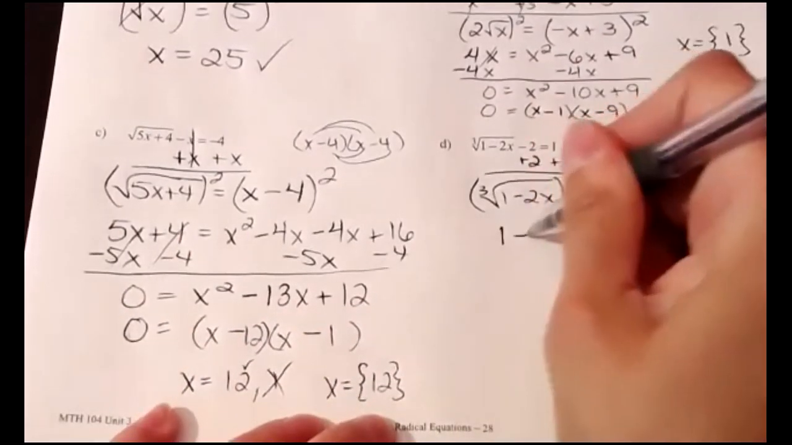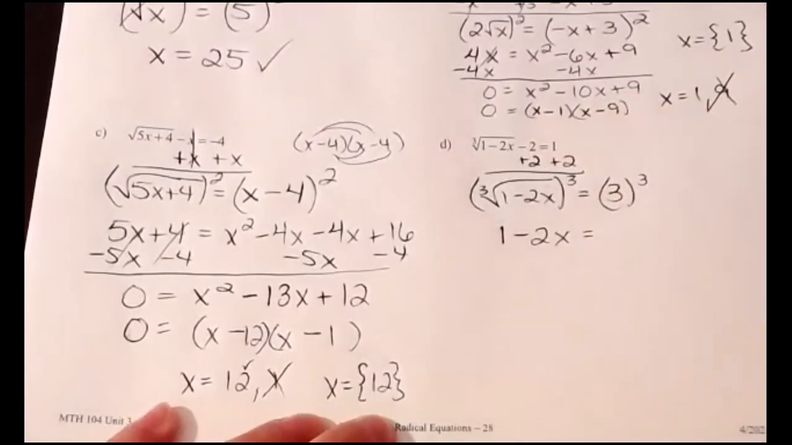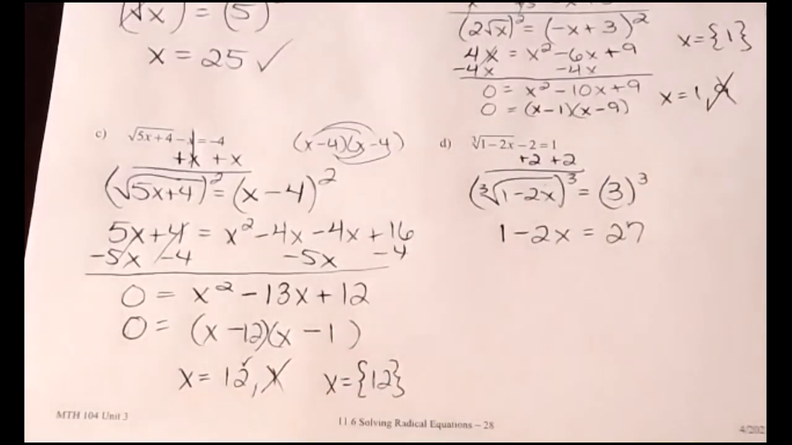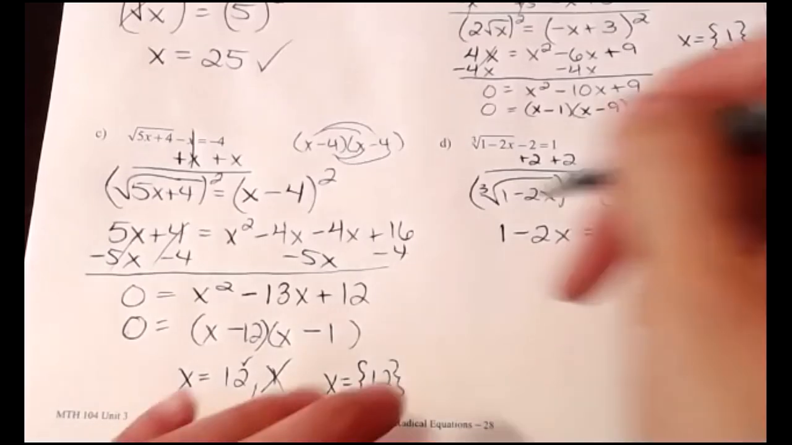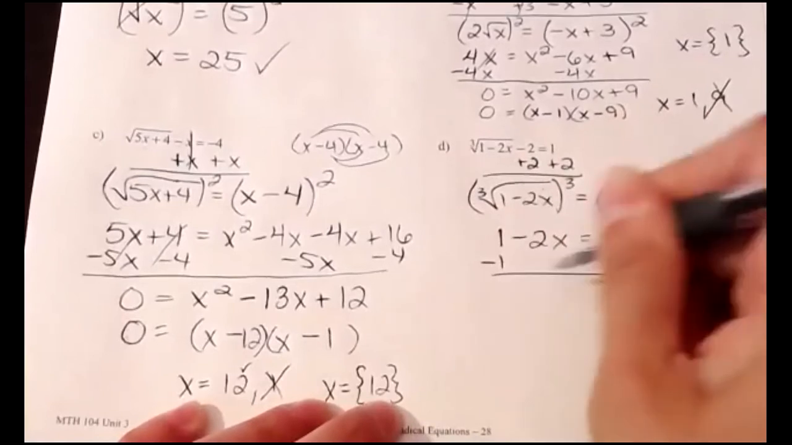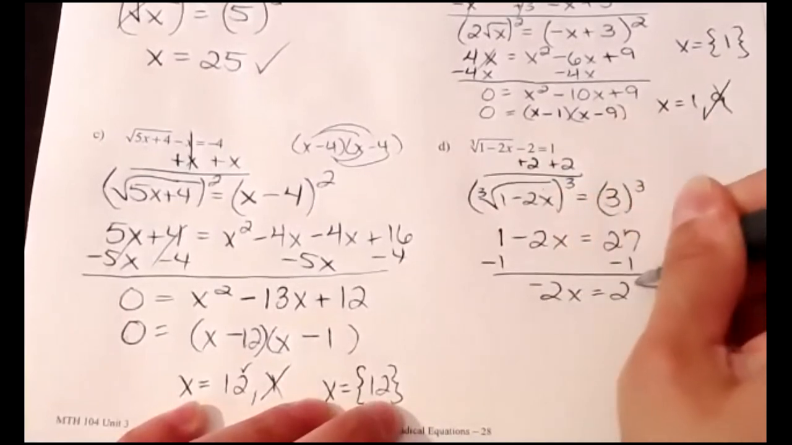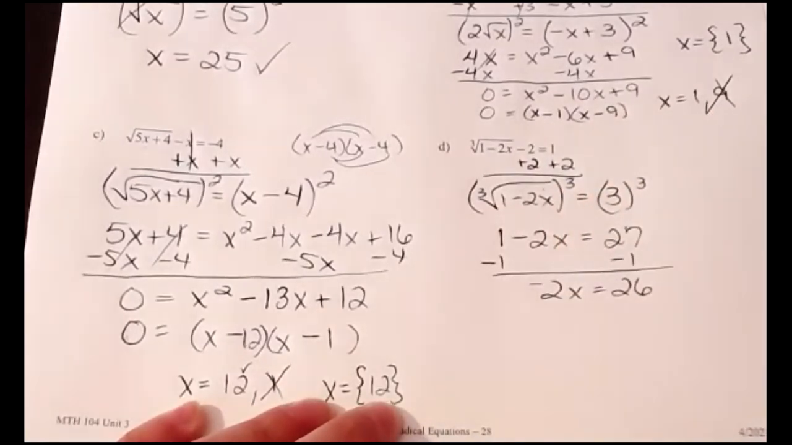1 minus 2x equals, I don't know what that is. 27. I'll be your calculator. 27. Okay. And then we solve. Cool. Let's solve this. Easy peasy. What do we do next? Subtract the 1. Beautiful. Negative 2x is equal to 26. And then divide by -2.